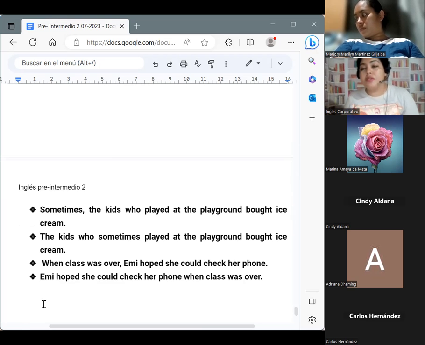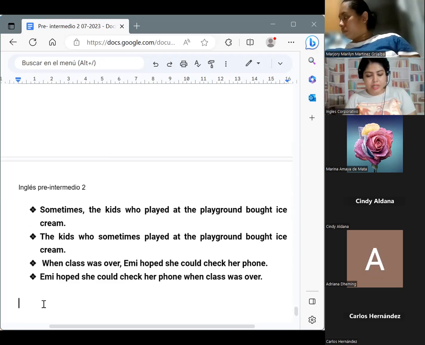The principal function, or the objective, or the main thing about the modifier is to give more information, to make clear the meaning of the sentences. So in this case, we are adding information or extra information to the sentence.